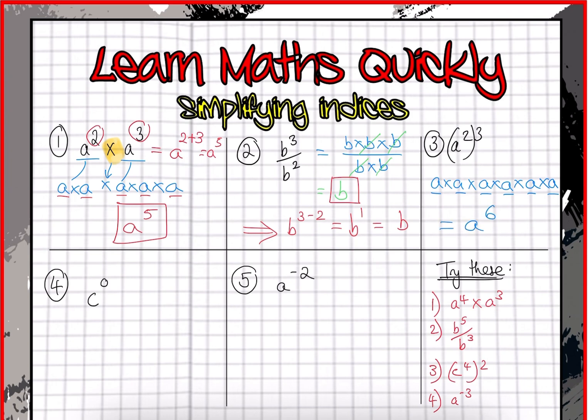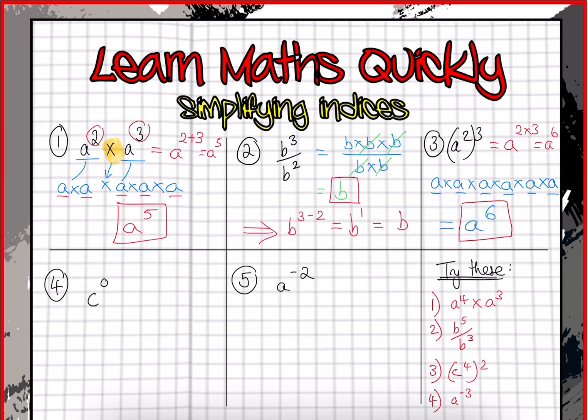Now, again, just like in the other two, there is a trick. And that trick is you multiply the two indices. So you've got a to the power of 2 times by 3, which is a to the power of 6, which, again, we've got here.